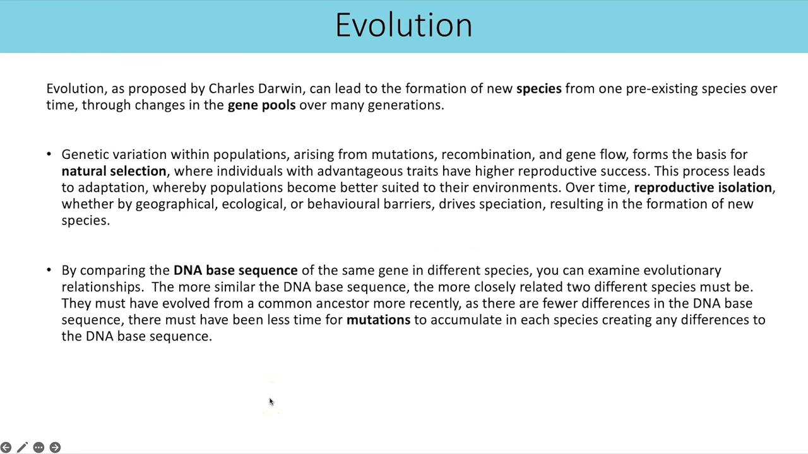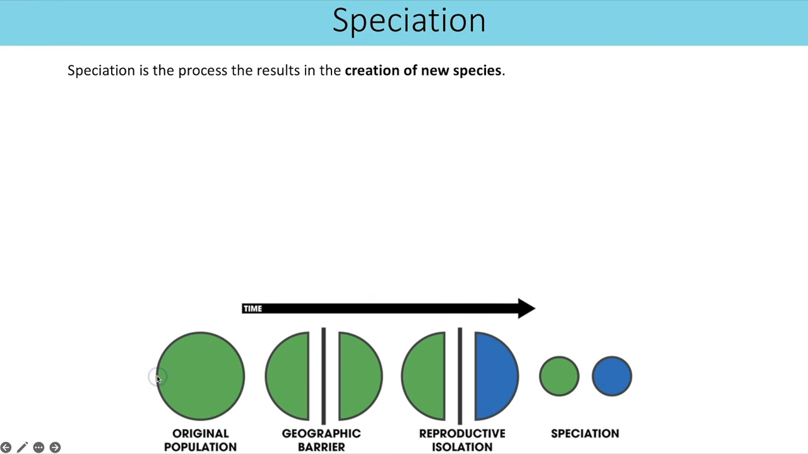And by comparing the DNA base sequences of the same gene in different species, you can examine evolutionary relationships. So the more similar the DNA base sequence, the more closely related two different species must be. And that's because they must have evolved from a common ancestor more recently, as there are fewer differences in the DNA base sequences, and therefore there must have been less time since they evolved for different mutations to accumulate in those different species to create the changes in the DNA base sequence.